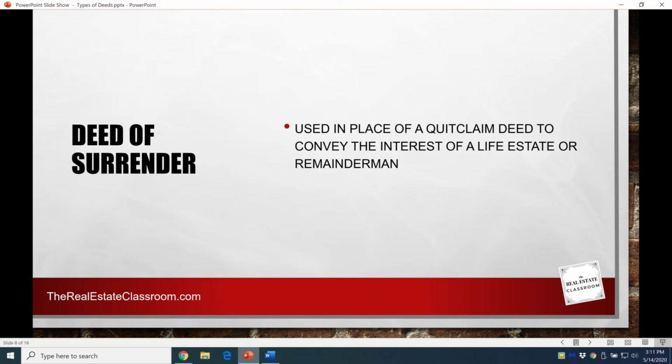The deed of surrender. It's used in place of a quitclaim deed to convey the interest of a life estate or a remainderman's interest. So if at 123 Main Street there is a life estate in place, there's a person, the life tenant, that's living in the property. They have ownership interest, and there is also a remainderman who has a future ownership interest. Well, let's say everybody agrees to sell that property to somebody else. So to convey the interest of the life tenant and also the remainderman who has the future interest, we'll use a deed of surrender.